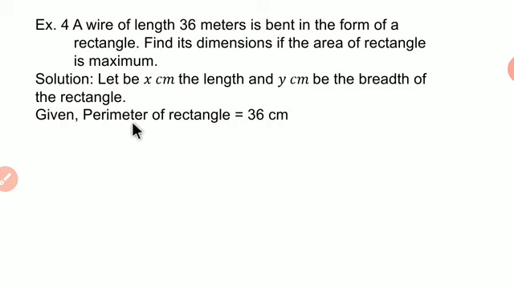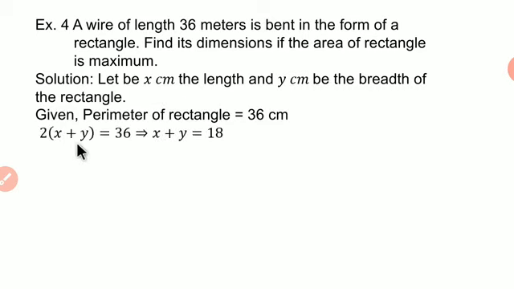And therefore the perimeter of the rectangle is given to you, 36 centimeter. So by using this assumption, it is 2 times (x plus y), and therefore we get 2 into (x plus y) is equal to 36. That is, x plus y is 18. And from this, the value of y is 18 minus x. Therefore we get y is equal to 18 minus x. We call this relation number 1.